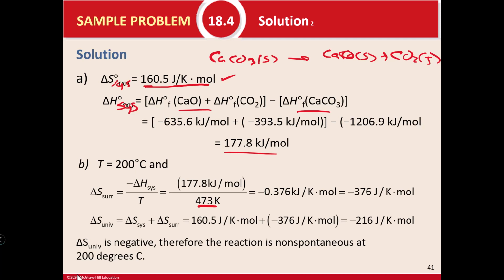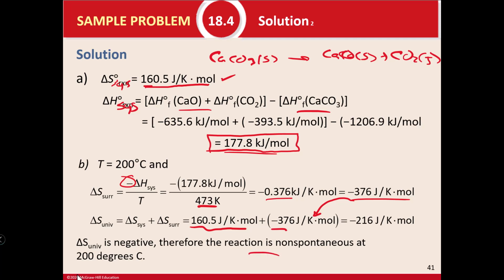That's the problem right there. This requires heat for this to happen. And so it's a negative 177.8 because there's a negative here. Divided by that, we get a negative value here: negative 376 joules per Kelvin mole. When we plug that in for the delta S of the surroundings, and then this is our system, this negative dominates and this reaction is non-spontaneous.